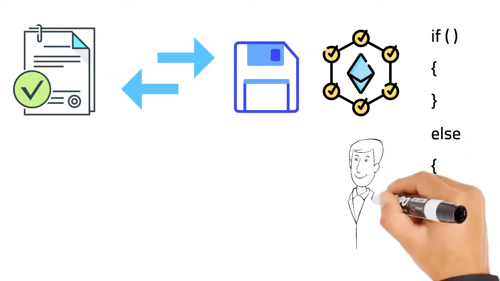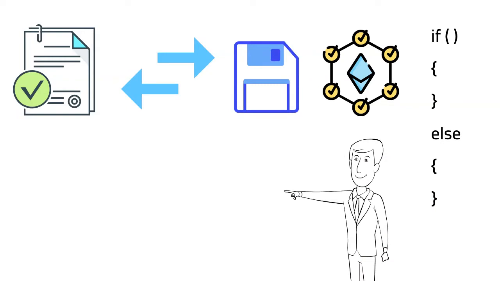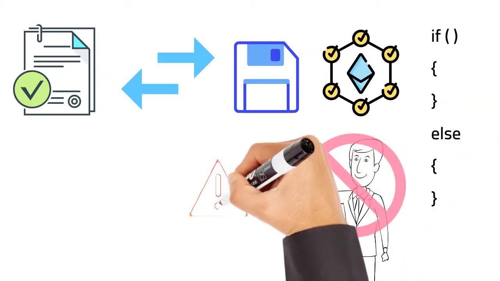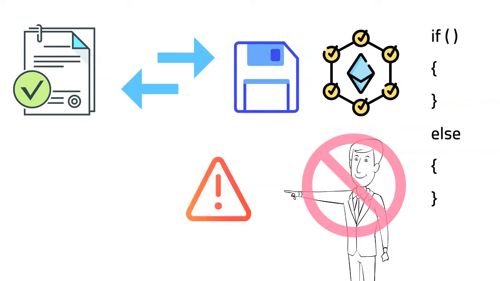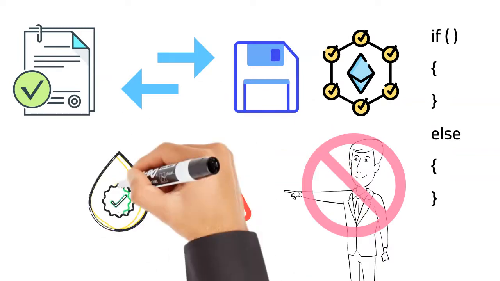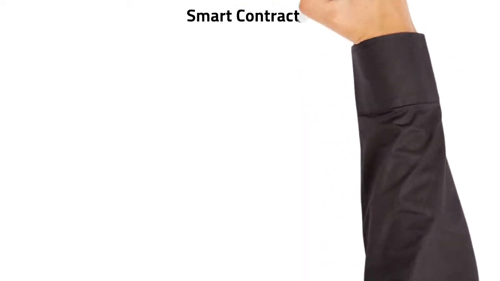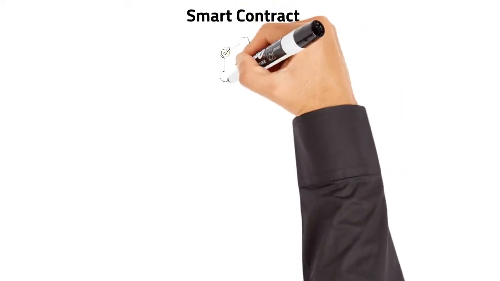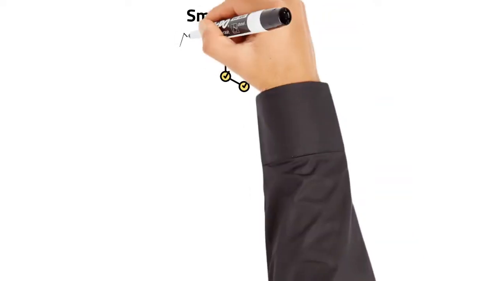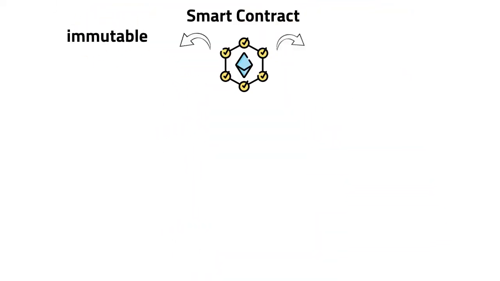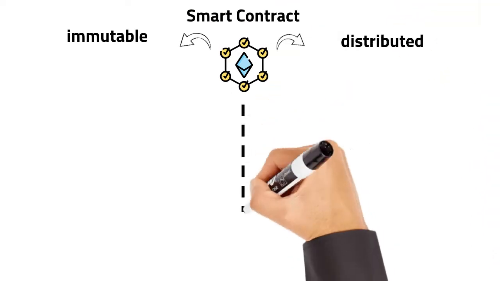Smart contracts aim to remove the human factor from decision making. The human factor is often proven to be the most error-prone and unreliable element of the standard. But wait a minute, why should we trust a smart contract? Well, because smart contracts are stored on blockchain, they inherit some interesting properties. They are immutable and they are distributed.